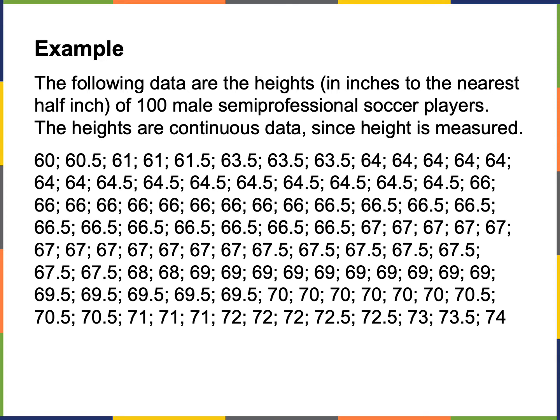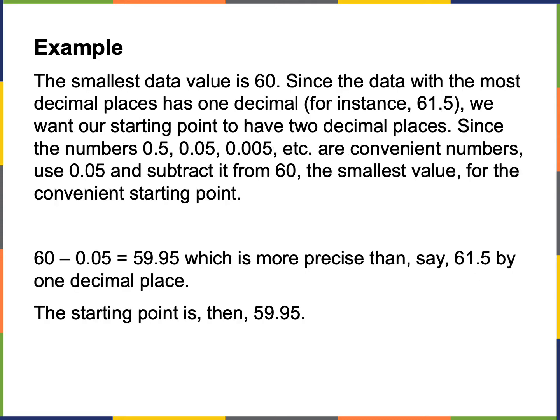So let's continue. Here we have a bunch of data. I'm not going to read it because it's 100 values, but they are the heights of male semi-professional soccer players, in inches. Height is continuous since height is measured, remember that from chapter 1. The smallest data value here is 60. The data with the most decimal places has 1 decimal, for example 61.5, so we want our starting point to have 2 decimal places.